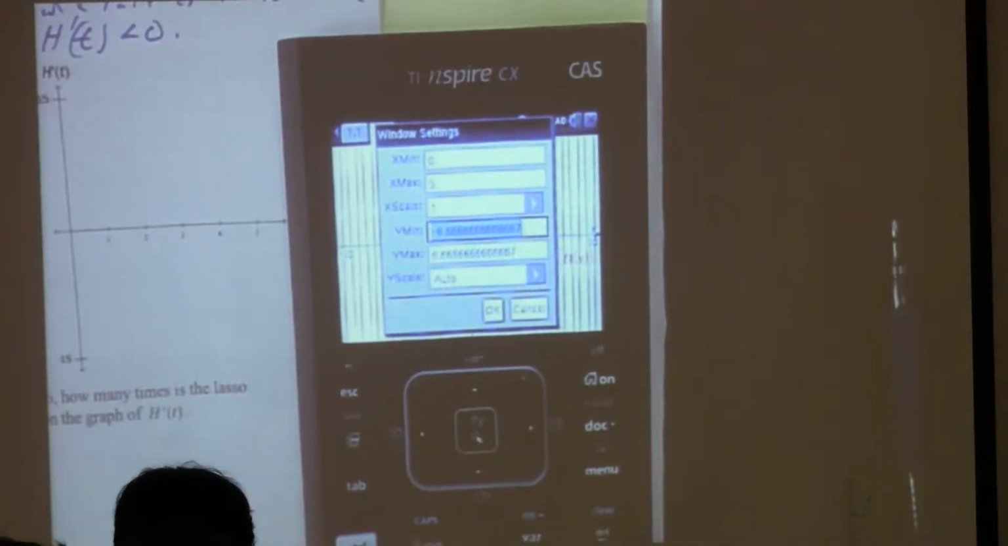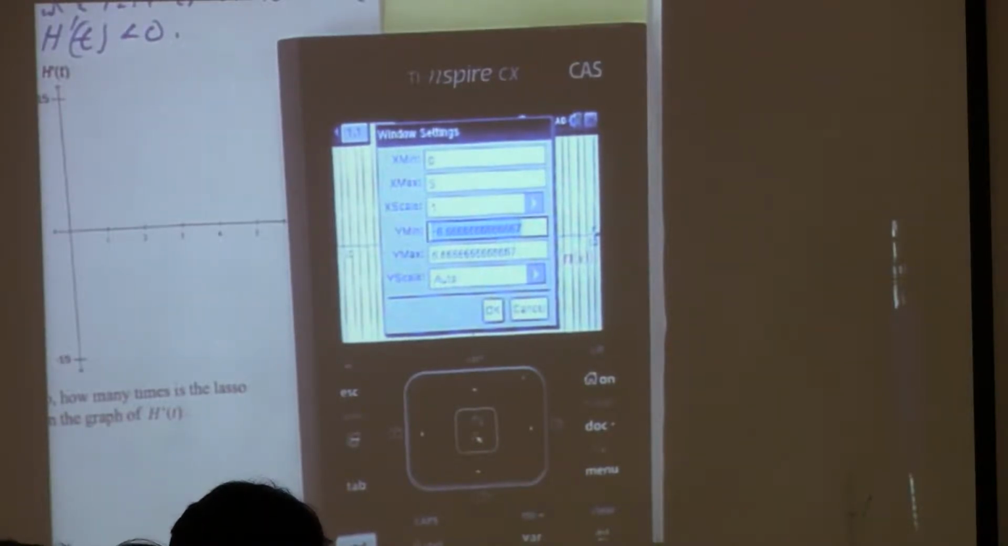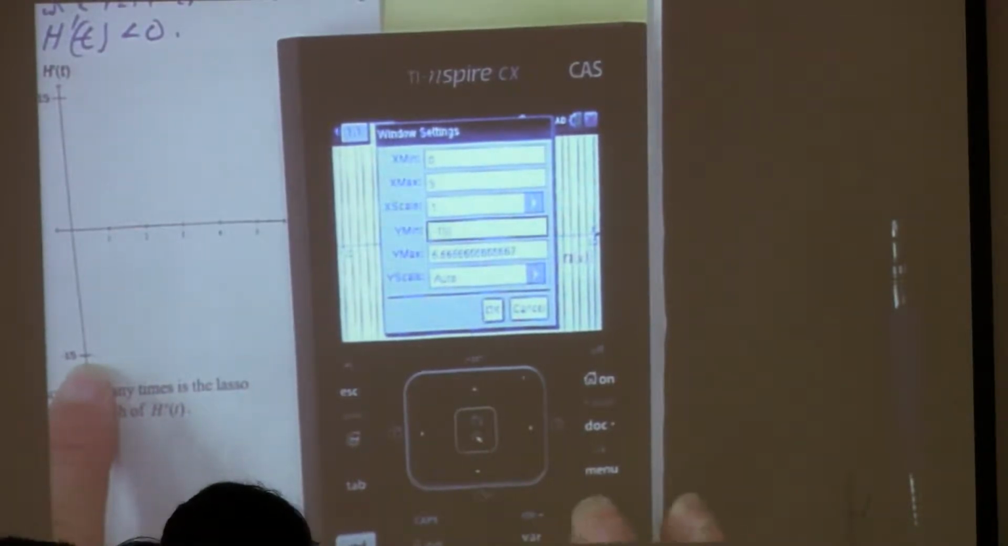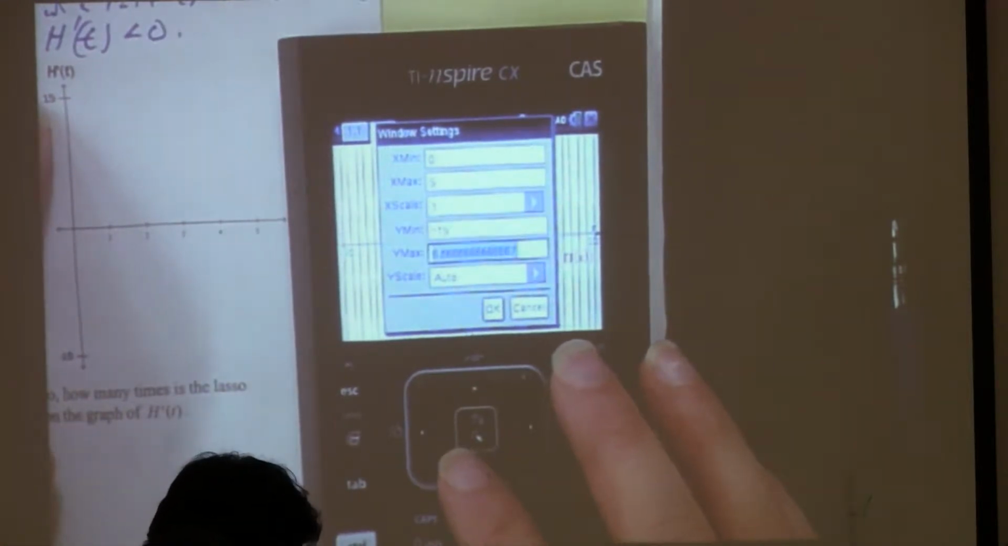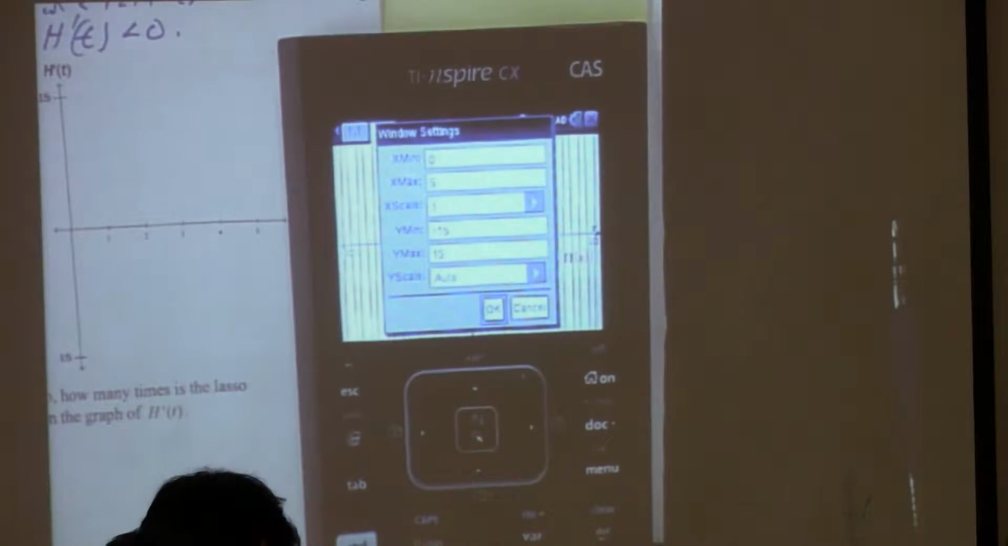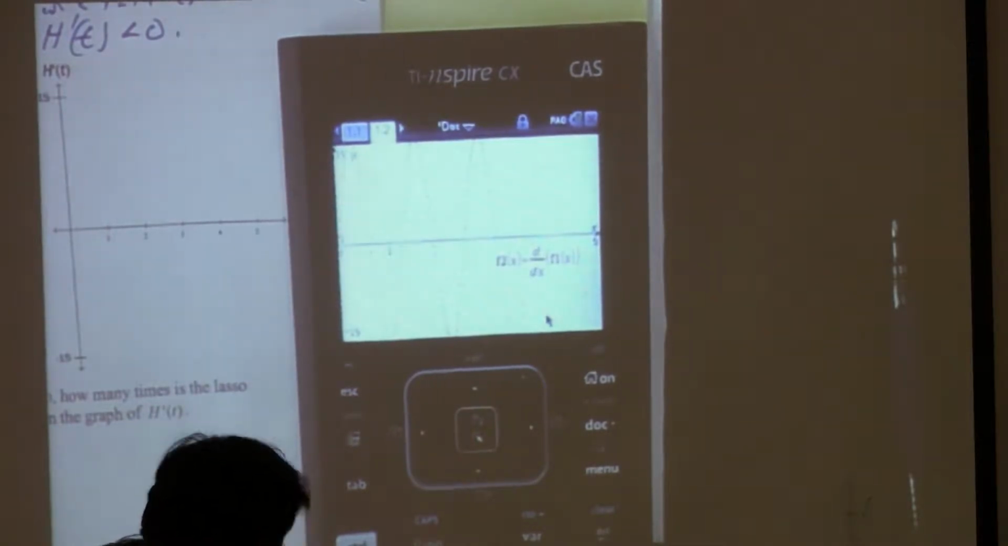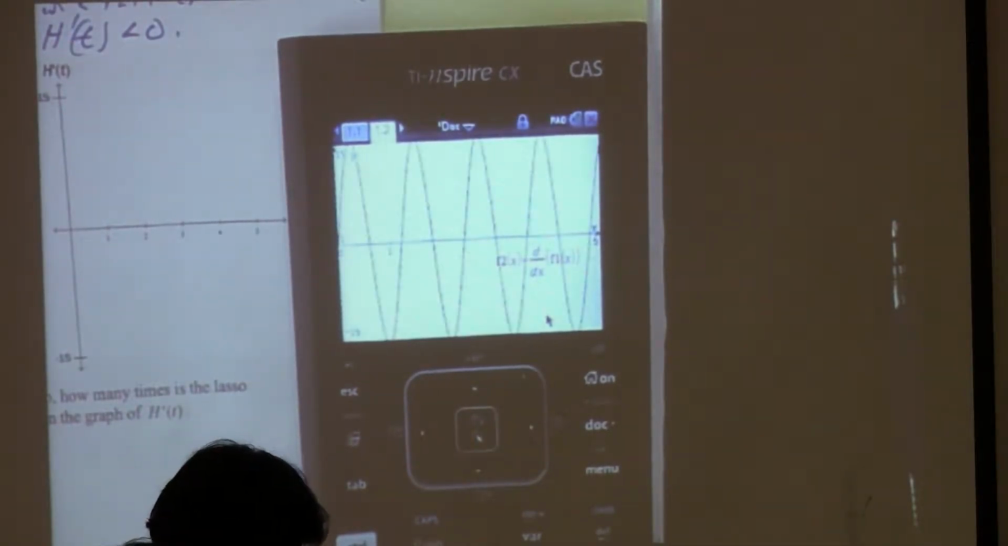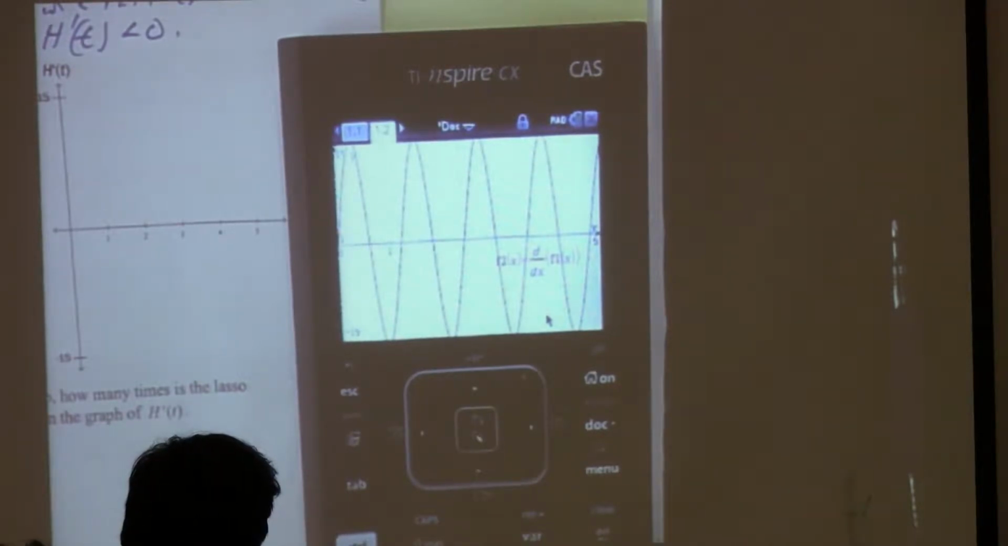I'm under menu, window settings. And then under my y min, it seems that the lowest y value they have on this graph is a negative 15, and the highest is a positive 15. So I'm going to change that to that, and press OK. So now I know what the graph that I draw should kind of look like. The one we draw is going to be a little bit more squashed together because our values are closer. What do you think I'm going to look for on this graph when you draw it?